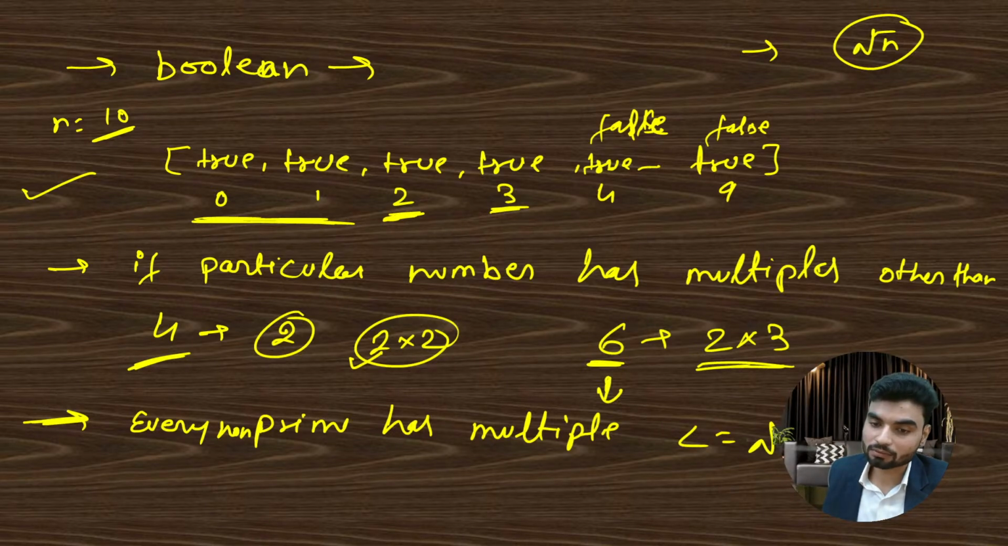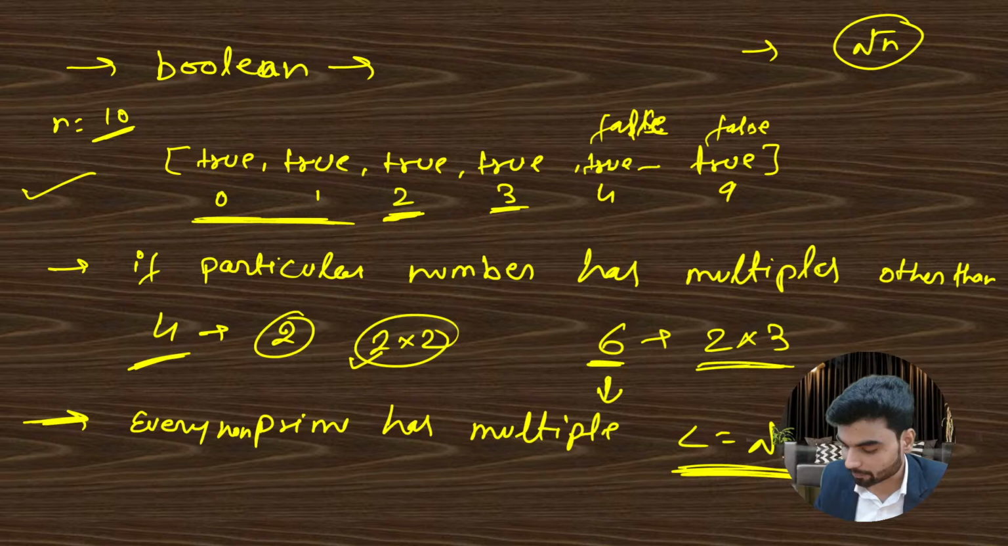Every non-prime number has a multiple less than or equal to root n. Here is the mathematical logic. For example, if n equals 16, the multiple will be less than or equal to 4, because the root of 16 is 4. So there can be multiples like 2 and 4. So every non-prime number has a multiple less than or equal to root of n. That is the logic.